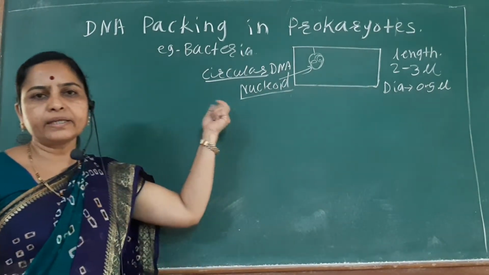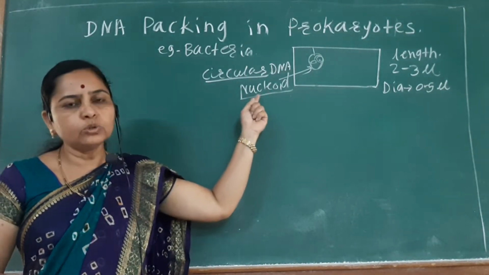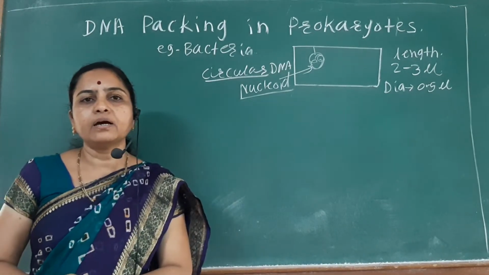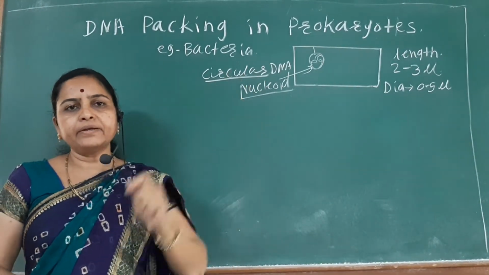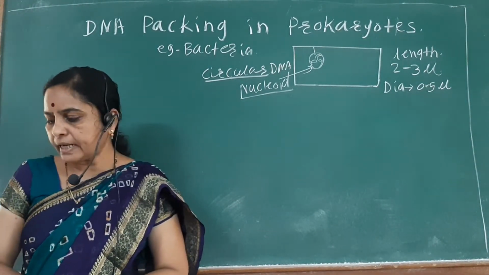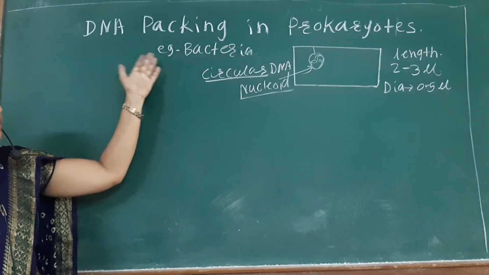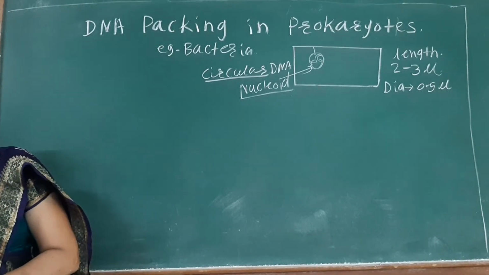या circular DNA लाच काय म्हटलं जातं, nucleoid. So nucleoid, nuclei means the nucleus, oid means it looks like the nucleus, but it is the naked DNA and it is the circular DNA. So in the prokaryotic cell, let us see how the packing of the DNA takes place.